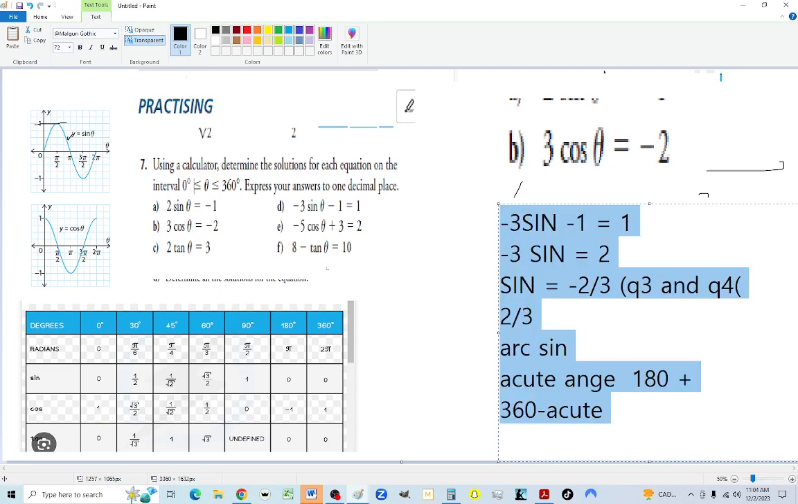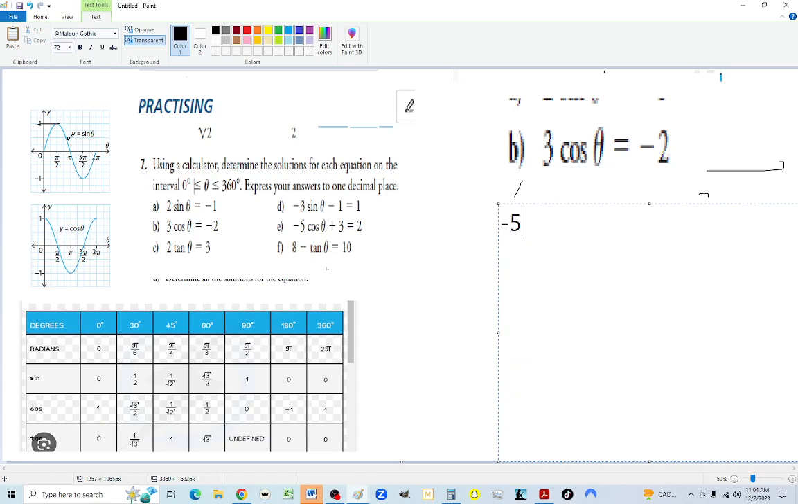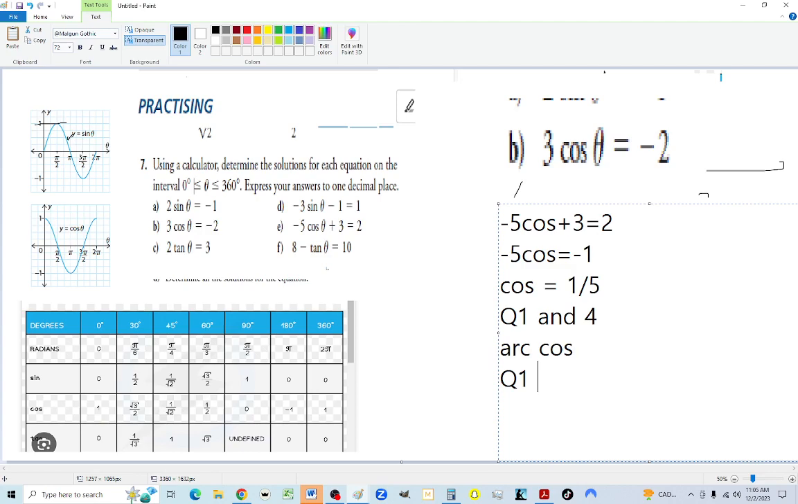There you go. Next one, minus 5 cos plus 3 is equal to 2. First, subtract 3. Then divide by 5. So we're talking about a positive cos, which is quadrant 1 and quadrant 4. So you take arc cos. Quadrant 1 will be what comes out in the first one. Quadrant 4 will be 360 minus what you found in the first one.